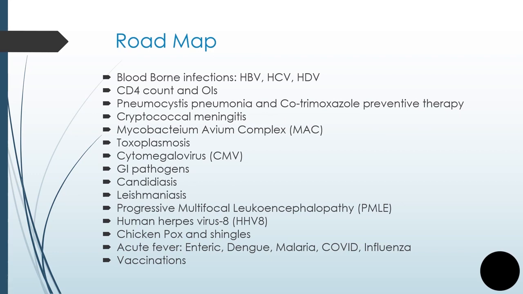So we shall be discussing blood-borne infections, CD4 count, and its association with opportunistic infection. We shall discuss Pneumocystis pneumonia and cotrimoxazole preventive therapy, cryptococcal meningitis and treatment, Mycobacterium avium complex and treatment in detail, and we shall briefly discuss toxoplasmosis, cytomegalovirus, GI pathogens causing diarrheal diseases, candidiasis, leishmaniasis, progressive multifocal leukoencephalopathy, human herpesvirus 8 causing Kaposi sarcoma, briefly.